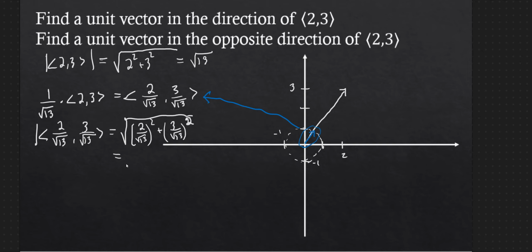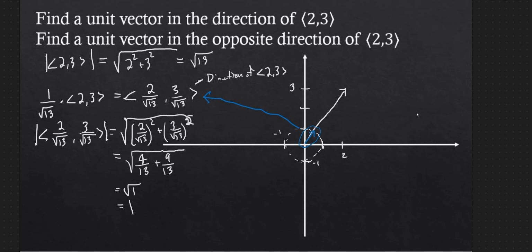Squaring that, this is going to be 4 over 13. So this is the square root of 4 over 13 plus 9 over 13. That's 13 over 13, which is 1. This is the square root of 1. It has unit length. Brilliant. That's exactly what we wanted. We wanted this to have unit length, so we've checked that algebraically and numerically, and now we have it. So this vector represents the direction of <2, 3>. It's a unit vector in the direction of <2, 3>.